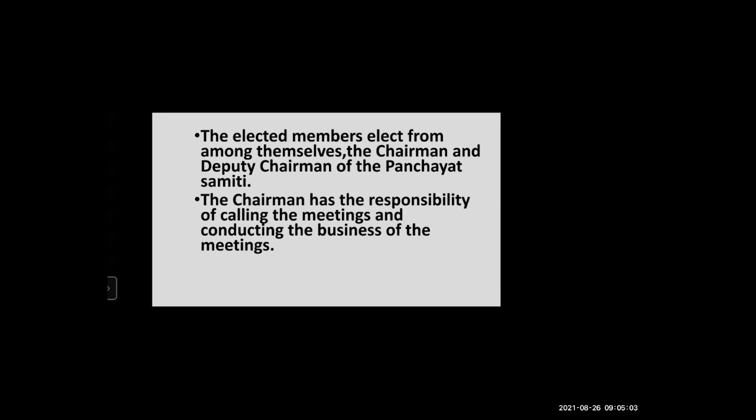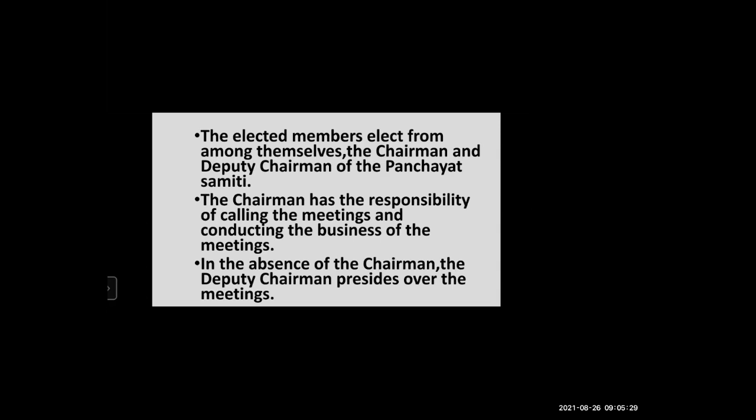The chairman has the responsibility of calling the meetings and conducting the business of the meetings. Now here, the whole and soul, who is he? He is the chairman. And if the chairman is not there, then the deputy chairman will take his position. In the absence of the chairman, the deputy chairman presides over the meeting, meaning the deputy chairman takes the place of the chairman when he is not there.